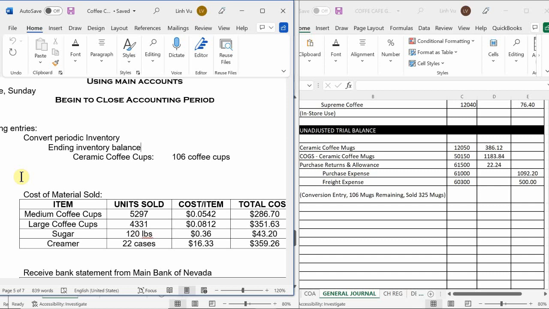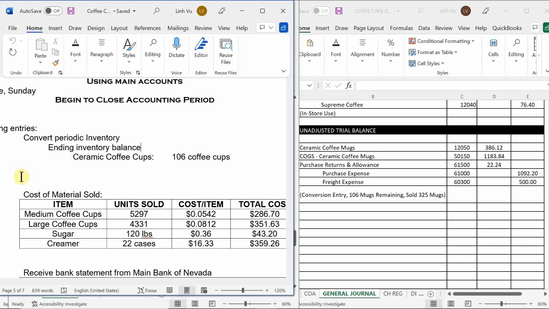So it's pretty simple. This cost per item is basically we tallied up all the cups and basically took the average cost. So how much would it cost me for one cup? It would cost you 5.42 cents, while the large cups cost you 8.12 cents. And then your coffee creamer, per case, was $16.33. No sales tax for that, so you don't need to have tax for that.